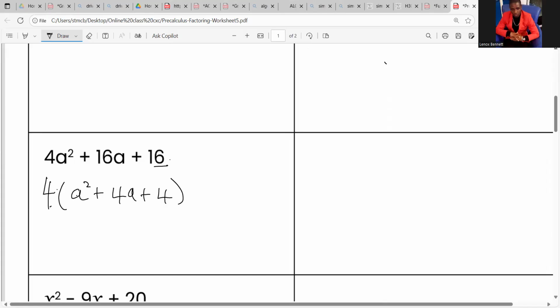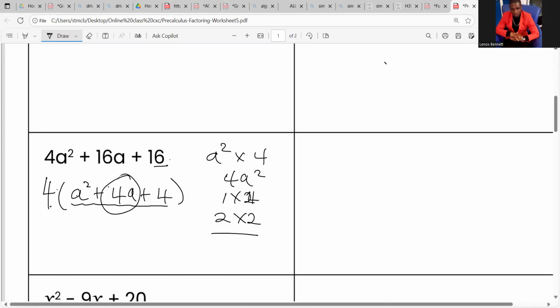So I'm going to factor the inside piece here. A² times 4 is going to give us 4a². These are the factors of 4: 1 times 4, and 2 times 2. So which one can give us the 4? 2 and 2, right? So I'm going to drop back the 4 here. So a² plus 2a plus 2a plus 4.